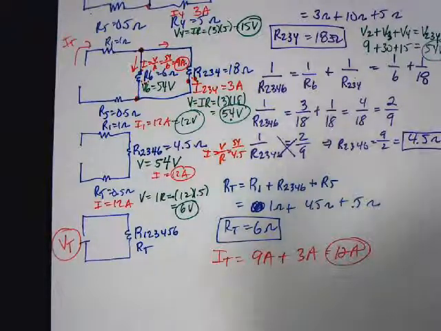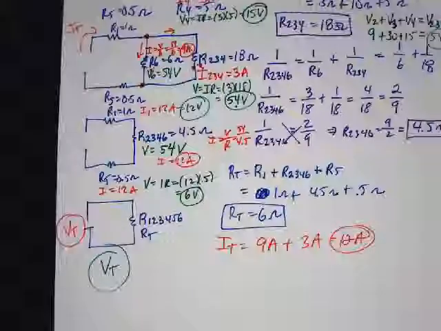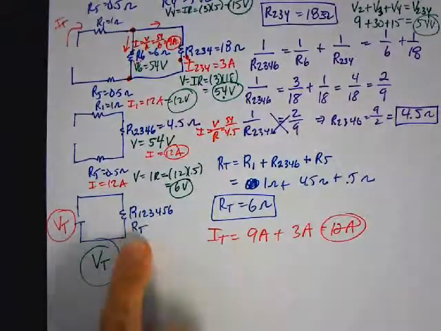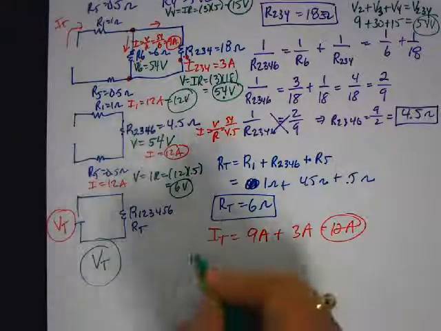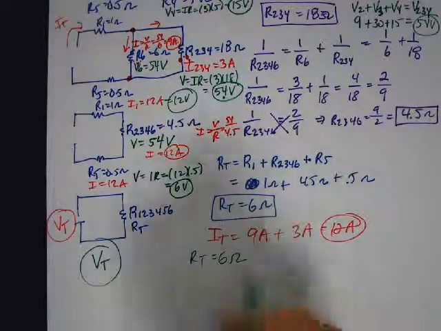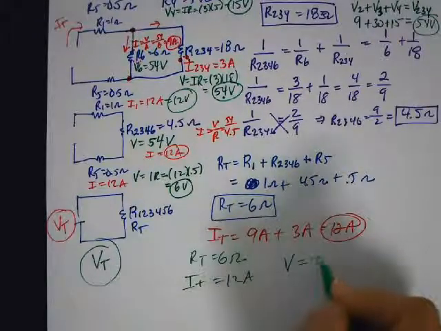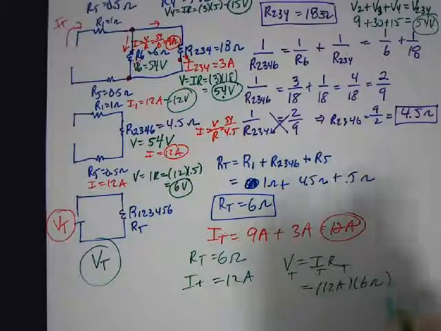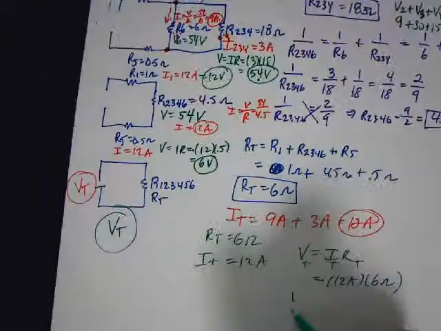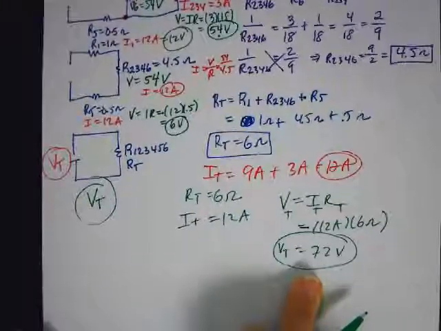Now, there's a couple of ways I can check my work. So let's say I want to find VT, which I haven't found yet. What I could do is I could use this resistor here and say, okay, I know RT is equal to 6 ohms, and I know that IT is equal to 12 amps, so V is equal to IR, so VT is IT times RT, so I could say 12 times 6 is equal to what? What's 12 times 6? 72. So the total voltage of the source is 72.